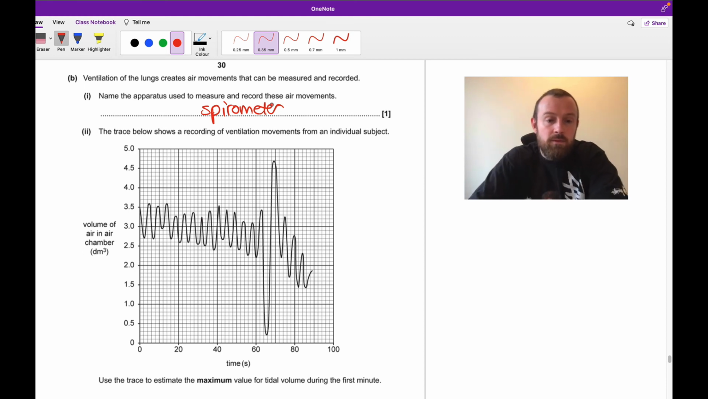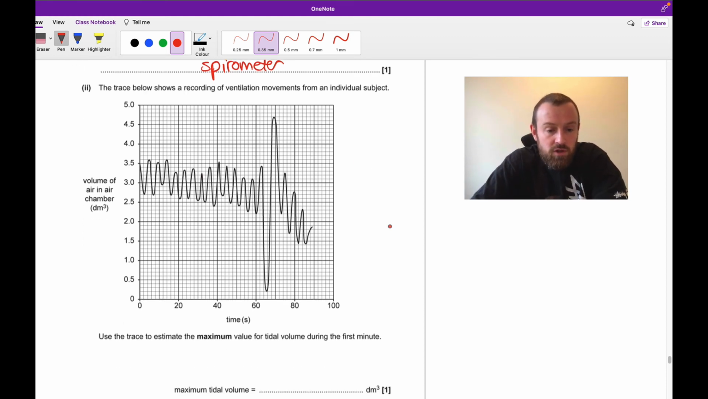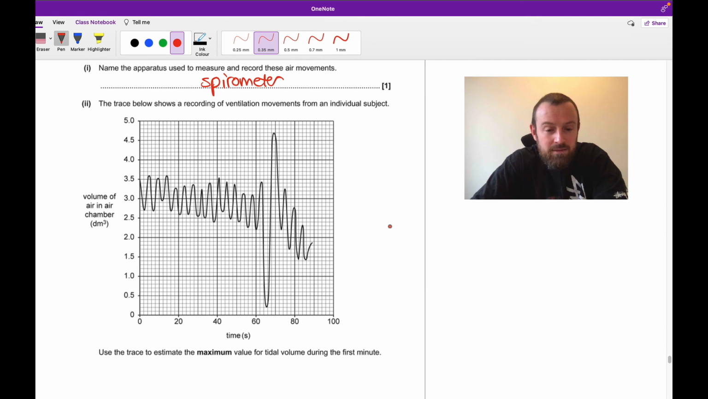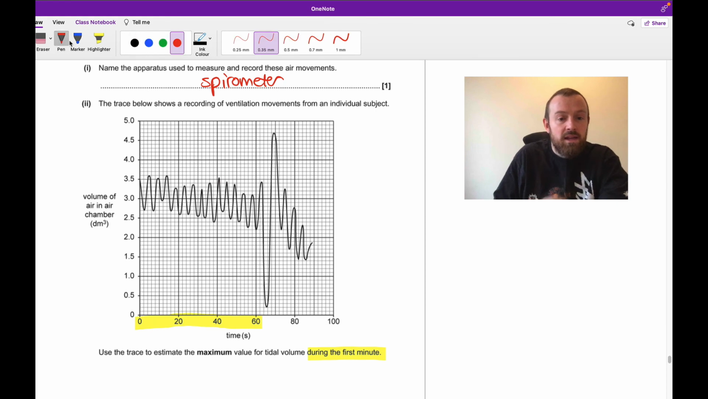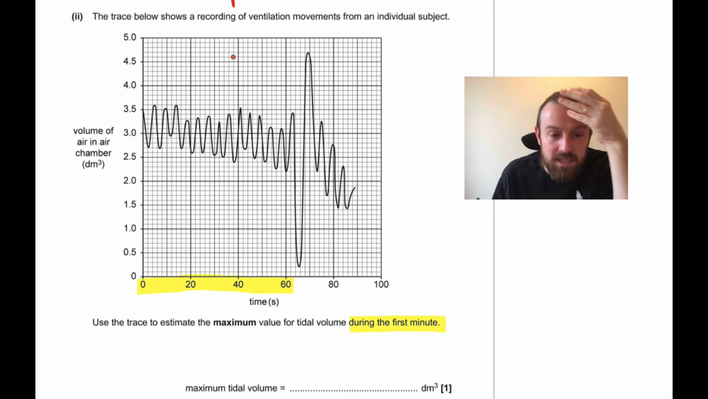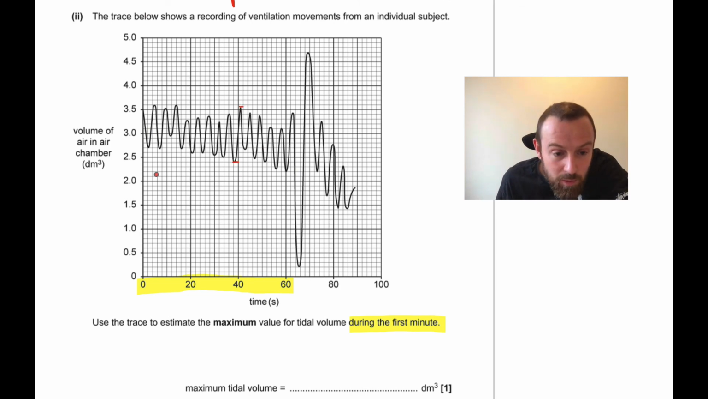Okay, so the question asks us, use the trace to estimate the maximum value for tidal volume during the first minute. Okay, so there's some important stuff there: during the first minute. So we can only go up to 60 seconds, so we're looking at this time. So where is the tidal volume maximum there? If this is all tidal volume, I would probably say that the maximum is from this point to this point. So that point there is 2.4.